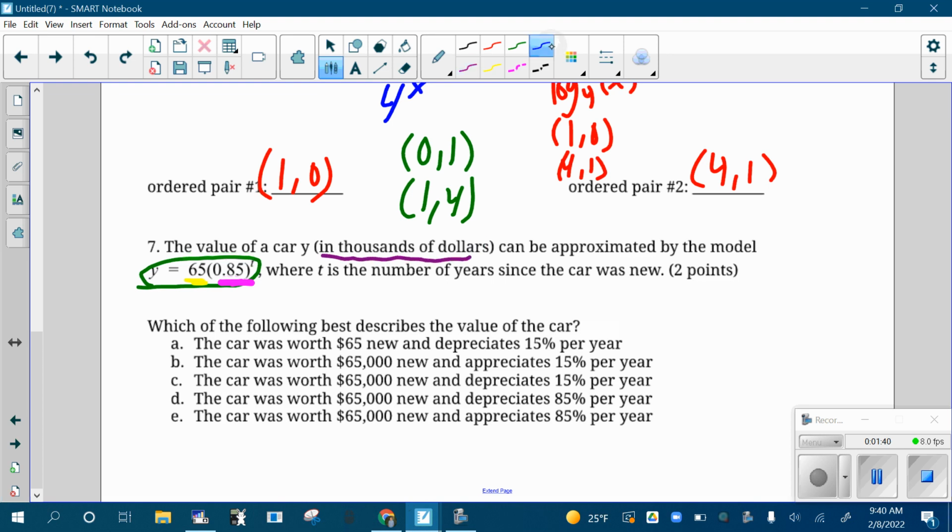So the car didn't start out being worth $65. It started out being worth $65,000. Okay? So our starting amount is 65,000. And then our growth rate, we got to look at that 0.85. And the first thing I got to think is, well, that's less than 1. That means its value is going down. It's depreciating. Okay? Which makes sense, right?